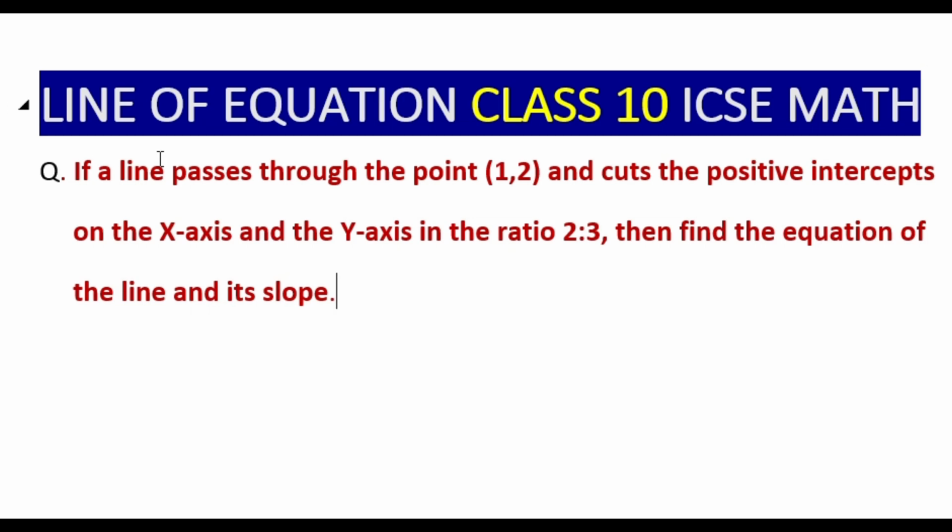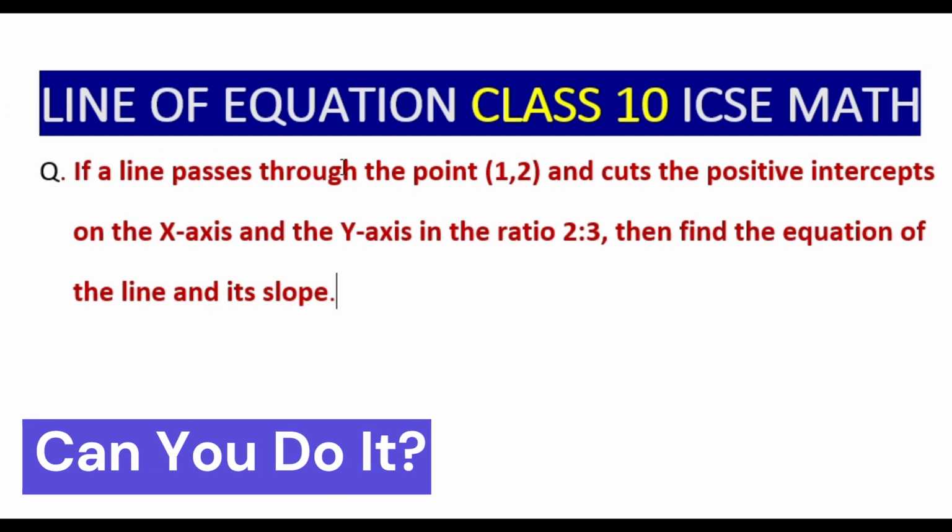Line of equation, class 10 ICSE math. If a line passes through the point (1, 2) and cuts the positive intercepts on the x-axis and the y-axis in the ratio 2:3, then find the equation of the line and its slope.